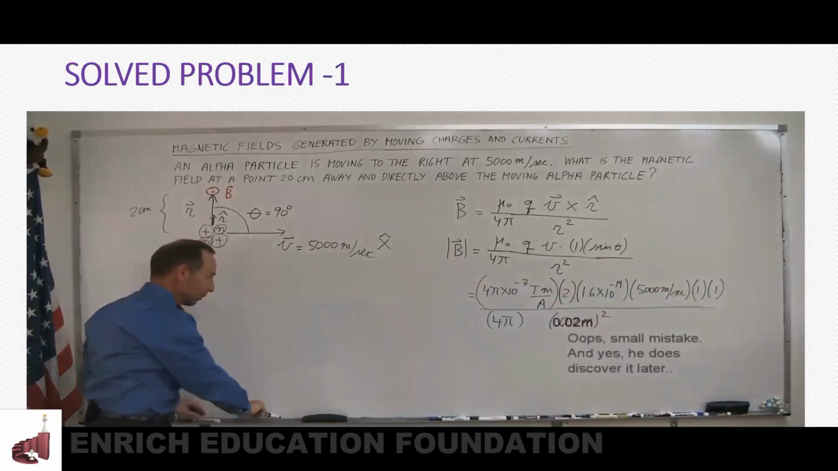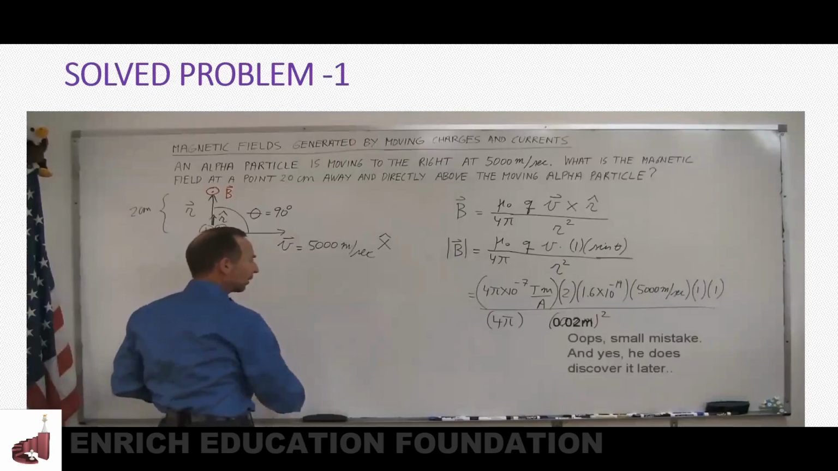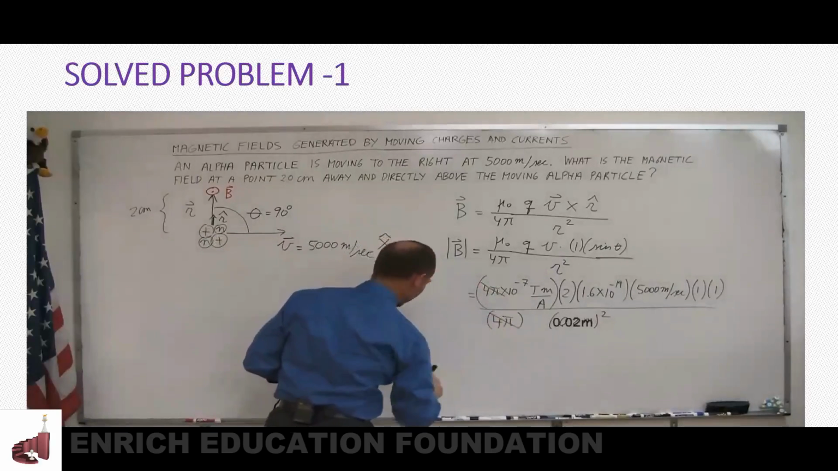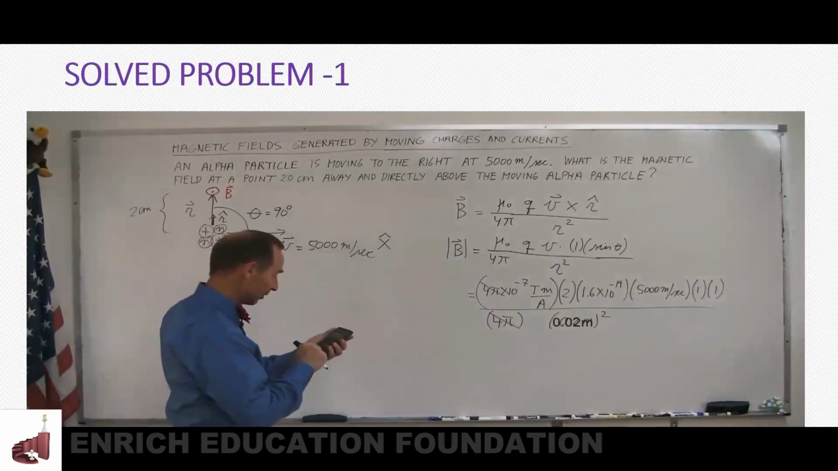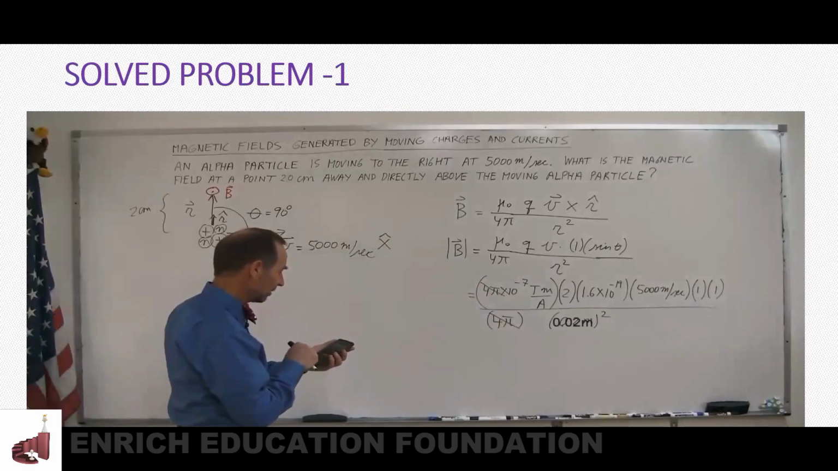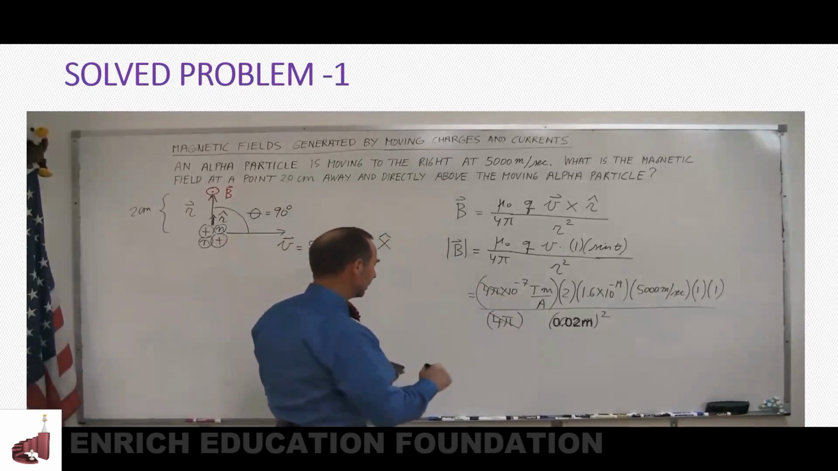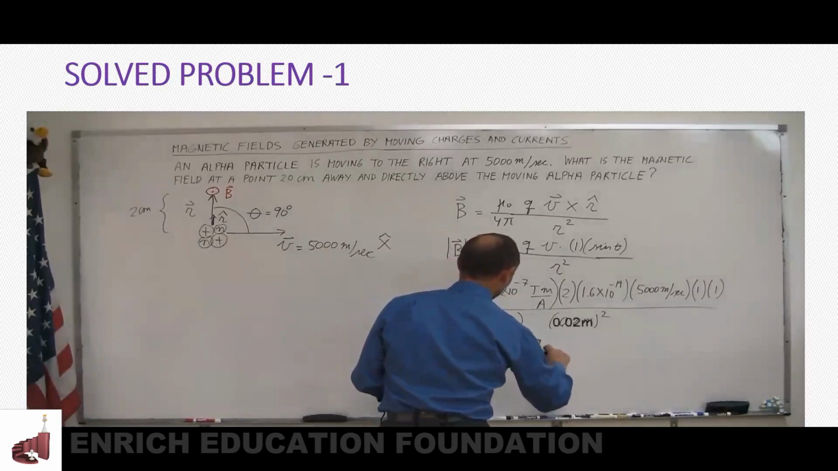And now we're ready with a calculator to figure out what that is equal to. All right, maybe before we do that, we can see here that the 4 pi here cancels out those 4 pi, makes it a little bit easier. All right, so now with my calculator, let me figure out what this is equal to. 1 e to the 7 minus times 2 times 1.6 e to the 19 minus times 5,000 equals, and divide that by 0.02 squared equals, and we come out to 4 times 10 to the minus 19 Teslas.